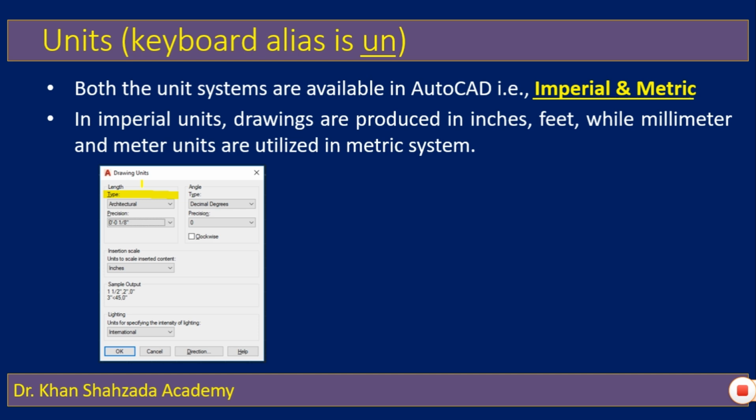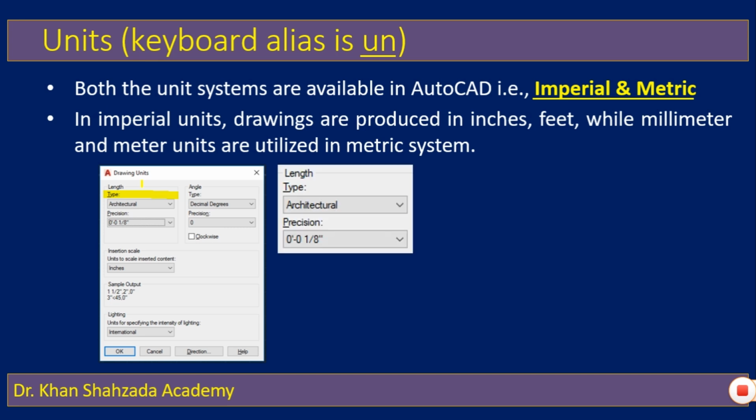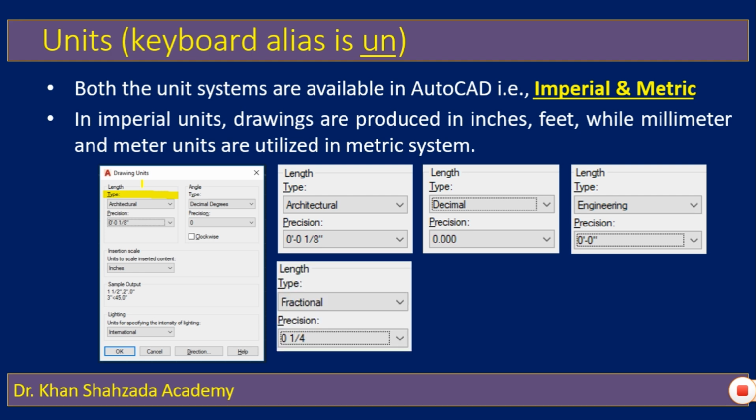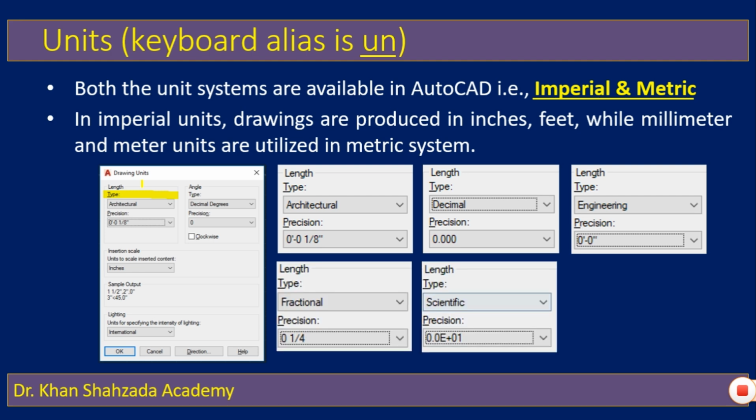So the different unit types available in Civil 3D are architectural, decimal, engineering, fractional, and scientific. We will work in these three, in which architectural unit and engineering unit are used for the imperial system, while the decimal system is used when you are going to prepare your drawing in the metric system.